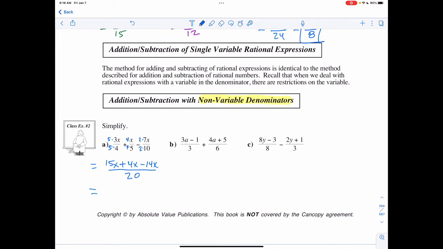When I combine the numerator, I'm going to wind up with 5x's over 20. And I can divide the numerator and denominator by 5. Which is just going to give me x over 4.